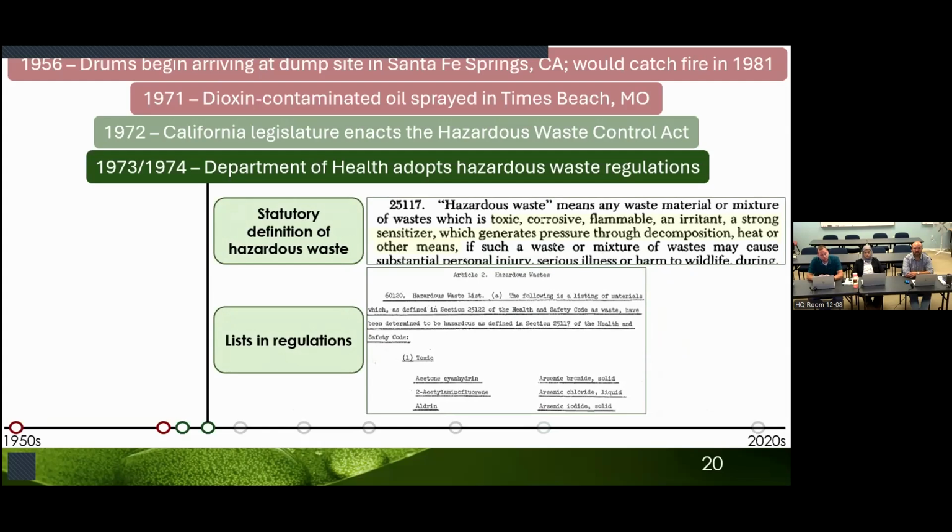Or 2, if the waste was a chemical found on one of the lists in the regulations.